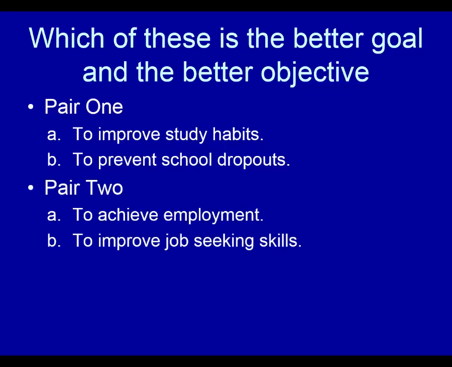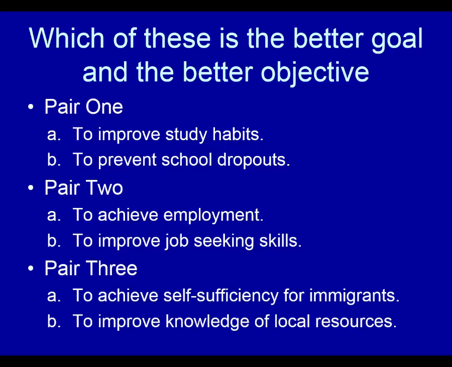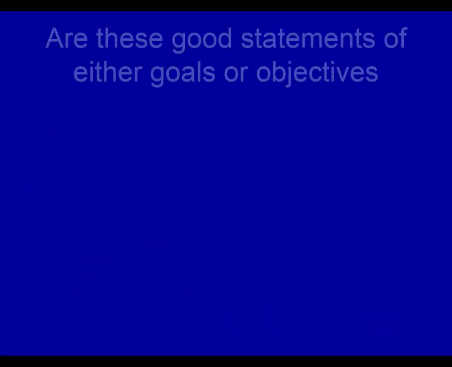How about this one? To achieve employment or to improve job-seeking skills? Which one? Well, I hope you noticed that achieving employment was the better goal, not objective, whereas B was the better statement of the objective. It's a measured amount of progress, perhaps, toward the goal of achieving employment. How about this one? Well, I hope you noticed that B was a good statement of the objective, a measured amount of progress toward the goal of achieving self-sufficiency for immigrants.